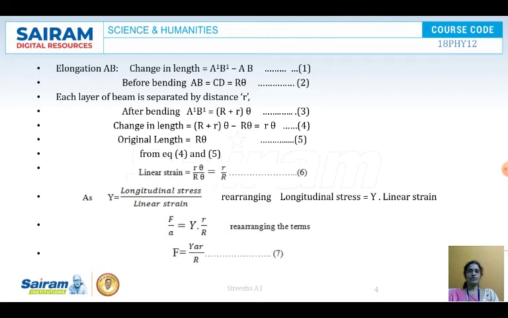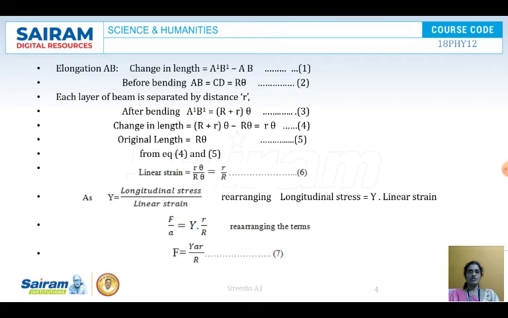Therefore, change in the length is R plus r into theta minus R theta. That is capital R plus small r into theta minus capital R theta, which is nothing but small r into theta. Let that be equation 4. Now, original length is nothing but R theta. Original length is given by R theta. Let that be equation 5.